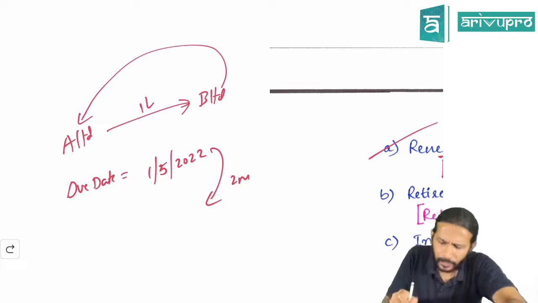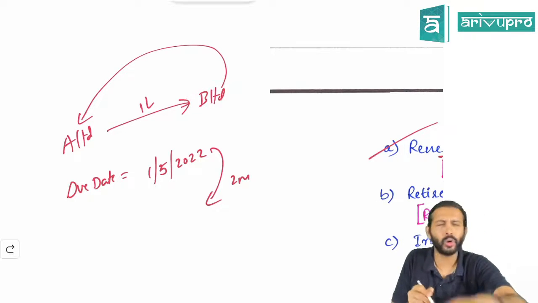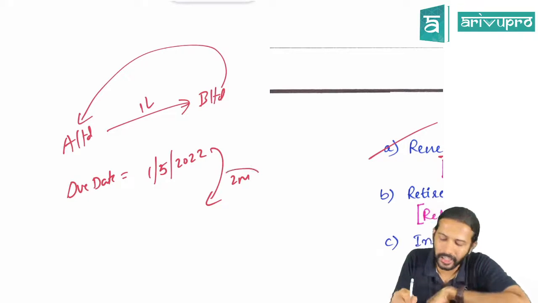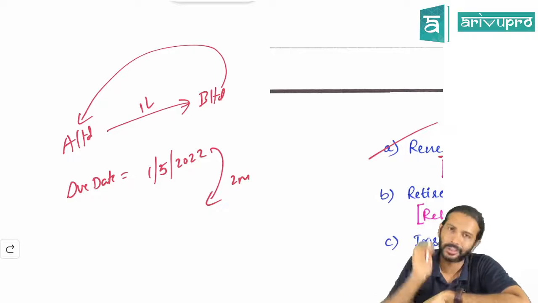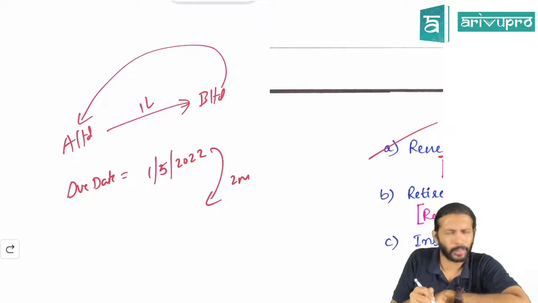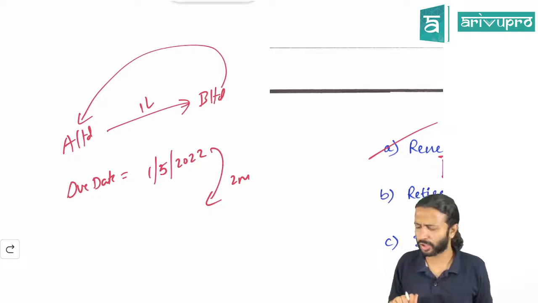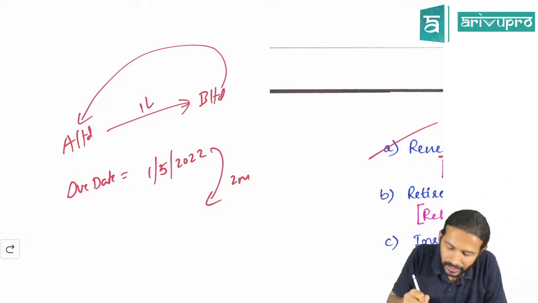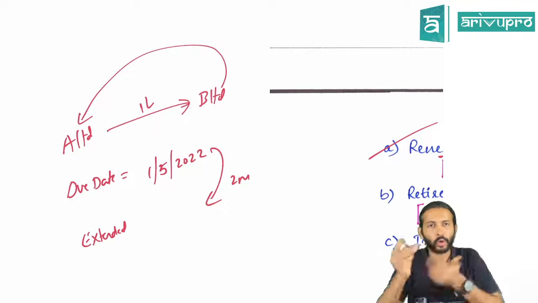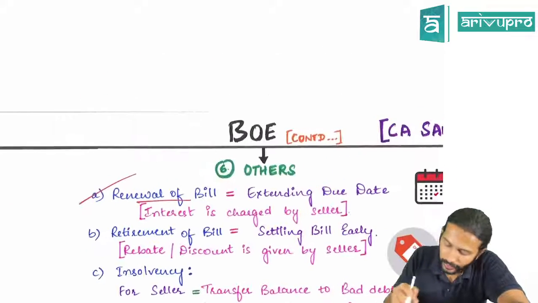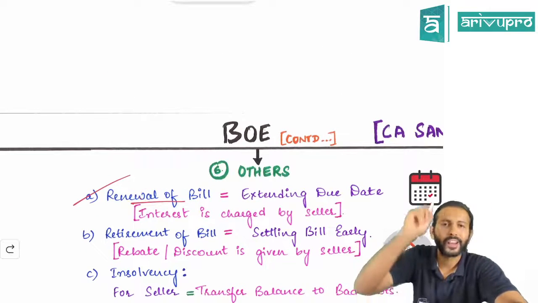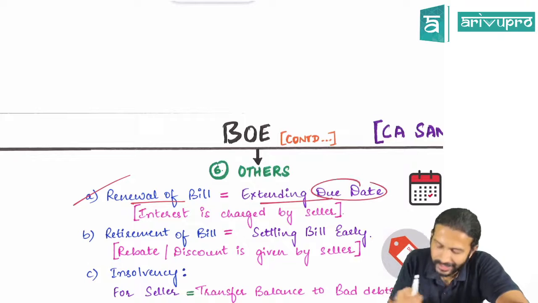On the due date, B Limited approached A Limited and told, kindly extend the due date by a few months, 2 months or 3 months or whatever. In our example, let's assume it as 2 months. A Limited told, okay, no problem. I understand, even I am facing the same issue. I accept it. That means what happened here? The due date got extended. That concept we call renewal of bill. Renewal of bill simply means extending the due date.